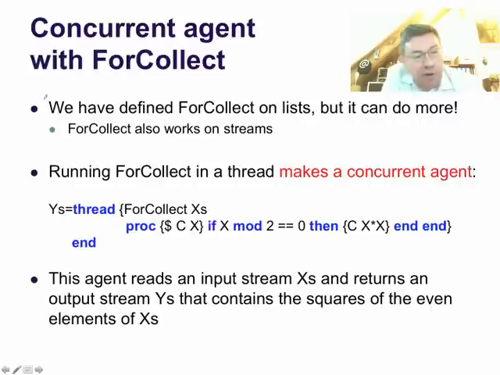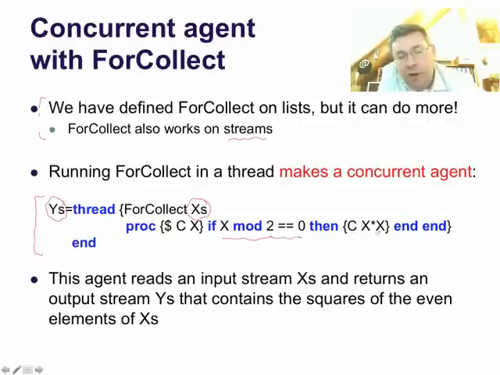Notice we have defined for_collect on lists, but in fact it can do more. It also works on streams like any list function. Running for_collect in its own thread makes a concurrent agent. So here's an example. I have an input stream XS, an output stream YS, and if X is even, X mod 2 is 0, then I accumulate X times X. So this is an agent that reads an input stream, and returns an output stream that contains the squares of the even elements of XS. So our for-collect list comprehension also lets us build concurrent agents in a very compact way.